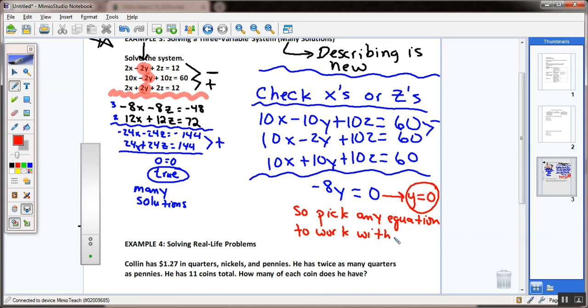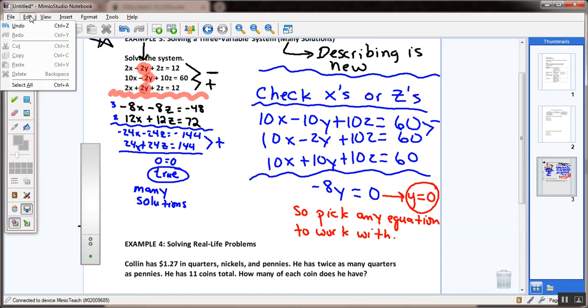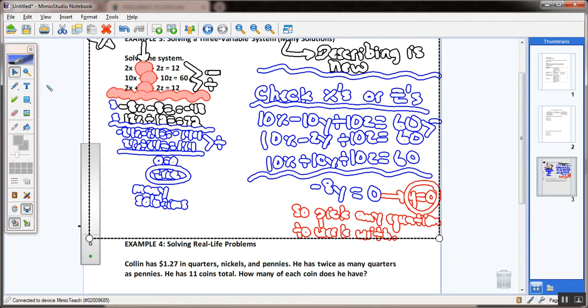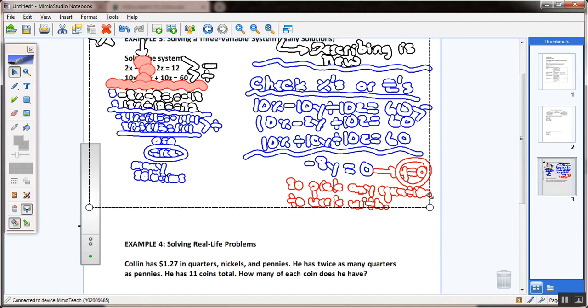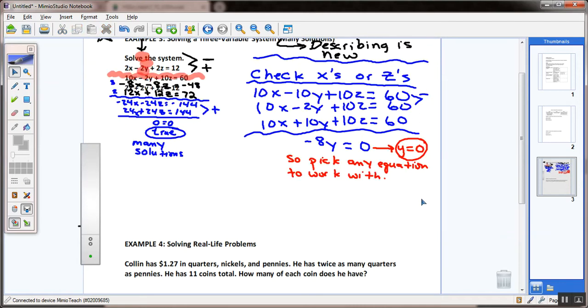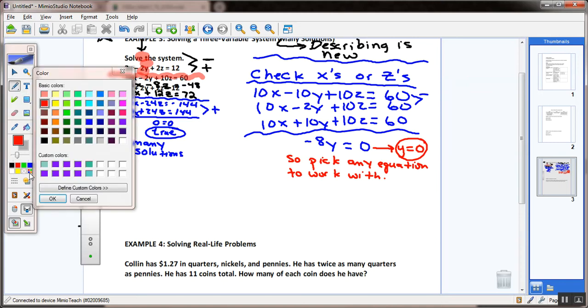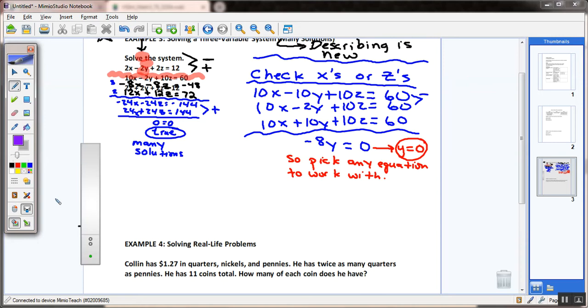Is it okay if I pick on the top equation, the very first one? I'm going to go to a new page. Actually, I can do this. Hang on a second. Make some room here. I'm going to go back to this original equation up here, the very first one, the 2x minus 2y plus 2z equals 12. Okay, this is the part that we know.